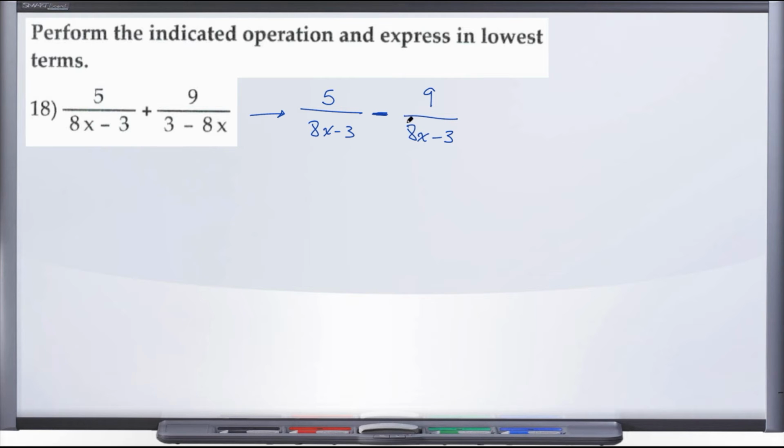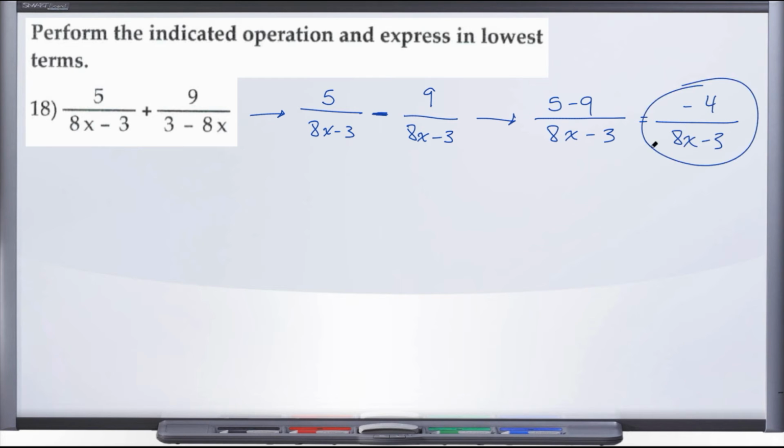All right, so again, by changing the sign, the operation that we're performing, we're able now to change the sign of the denominator. Right? So we have positive 8x, now positive 8x. Negative 3, now negative 3. And now that we have that common denominator, we know by now that the common denominator can just come over, and that allows us to perform the indicated operation with our numerator. So we now have 5 minus 9, and so we have negative 4 over this common denominator of 8x minus 3.